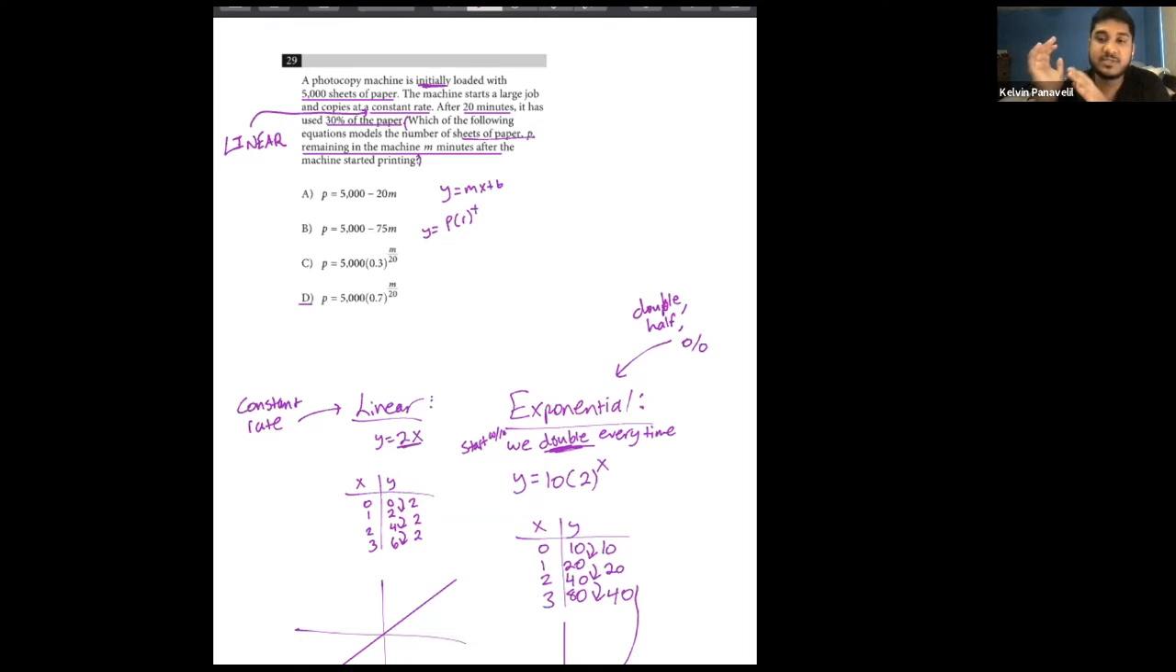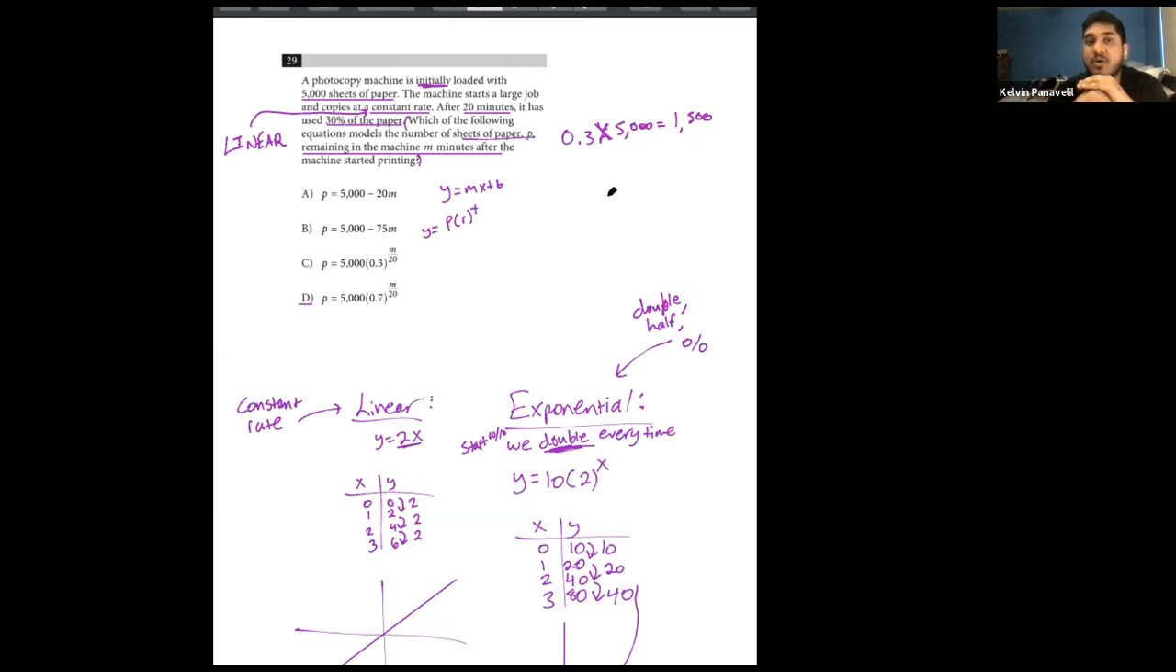the total amount of paper, which is 5,000. Awesome. So let's figure out how much paper was copied in 20 minutes. It's 0.3 times 5,000, which is what in the chat? 1,500. So it does 1,500 pieces of paper in 20 minutes.